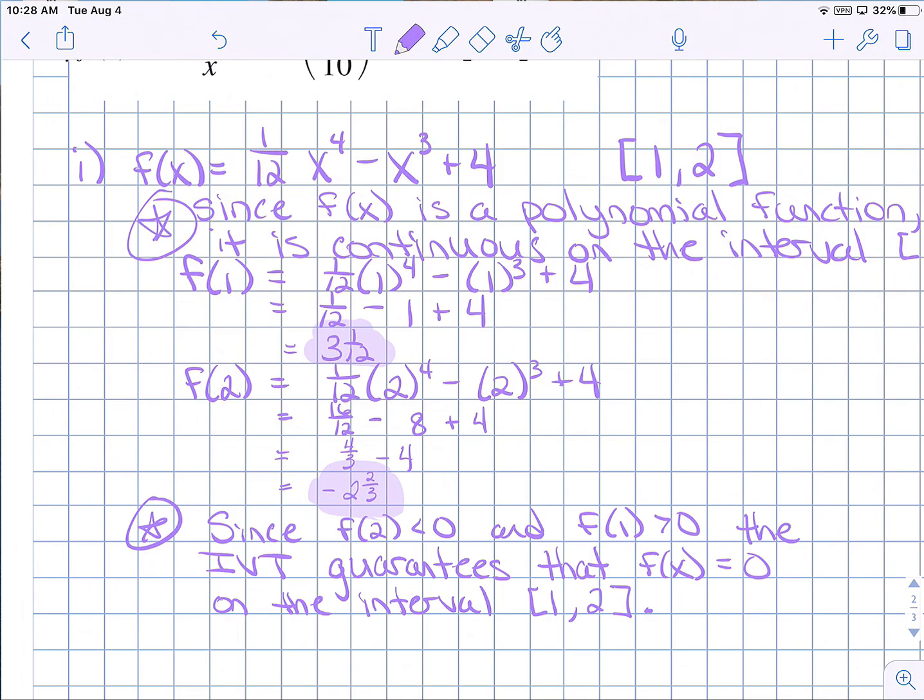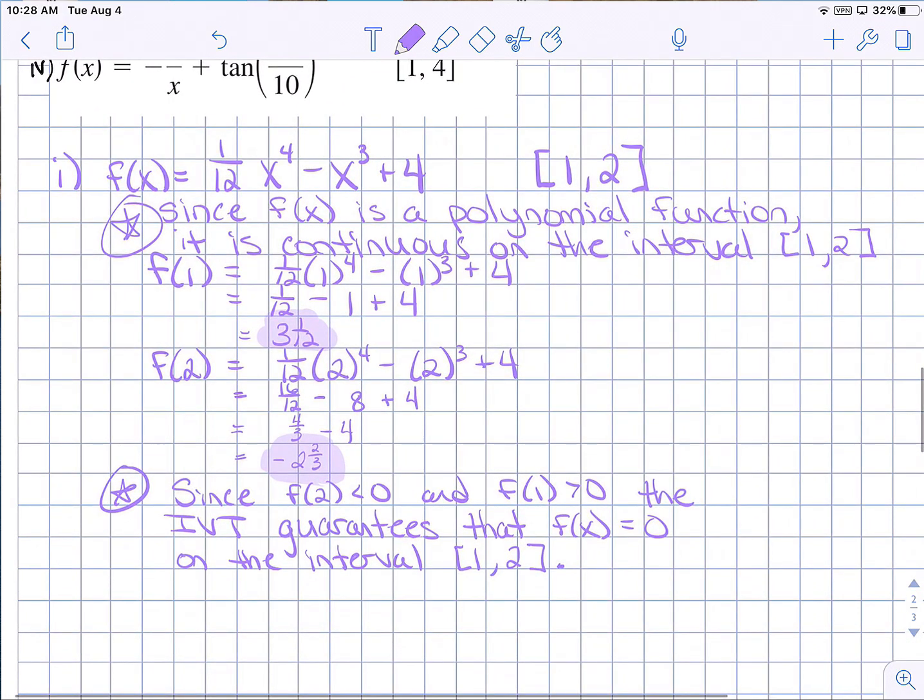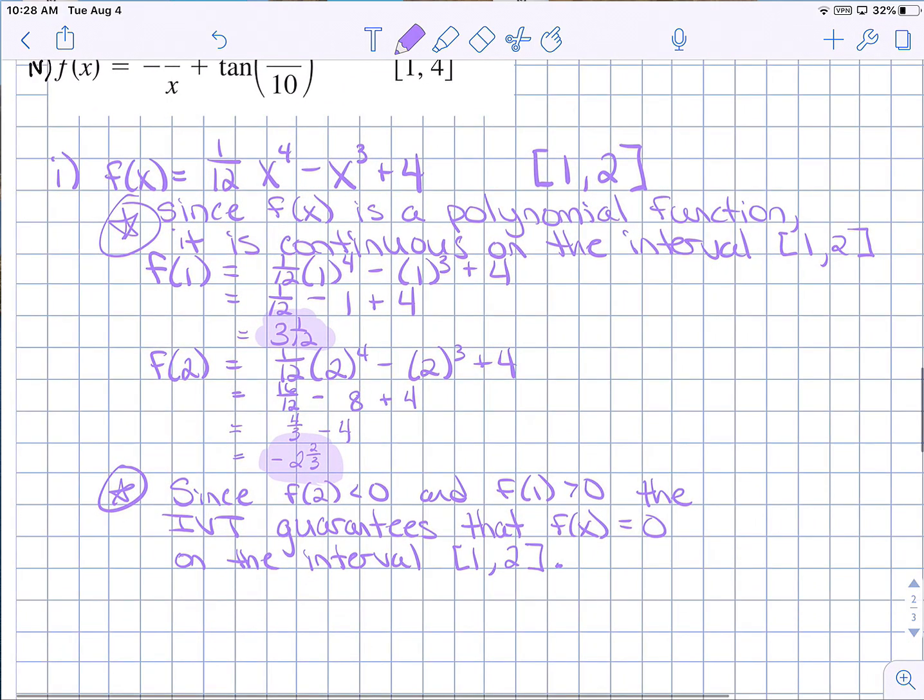Okay, those two parts are really, really important. Since f of x is a polynomial function, it is continuous on the interval from 1 to 2. Must talk about continuity. And then secondly, you need to tell me about the intermediate value theorem. Since f of 2 is less than 0, f of 1 is greater than 0, the intermediate value theorem guarantees that f of x will equal 0 somewhere on that interval.